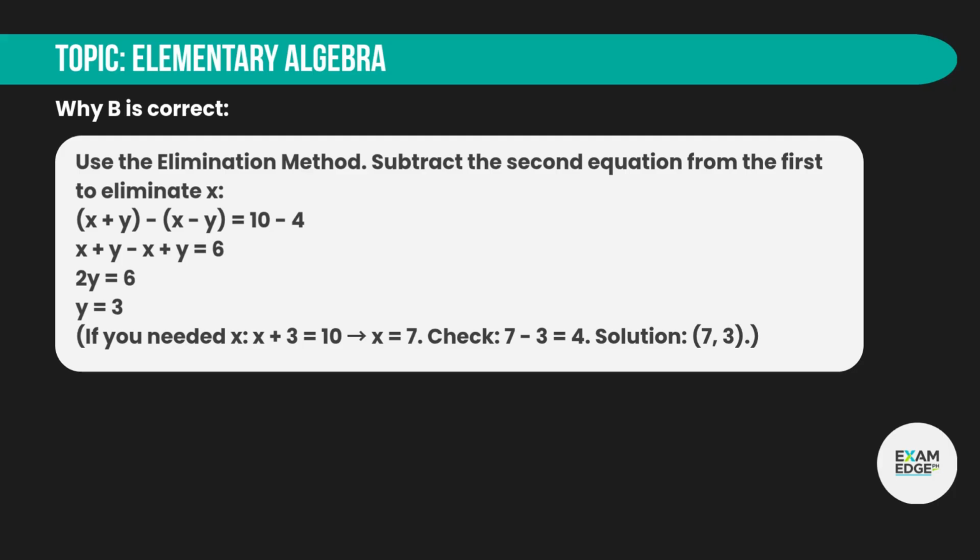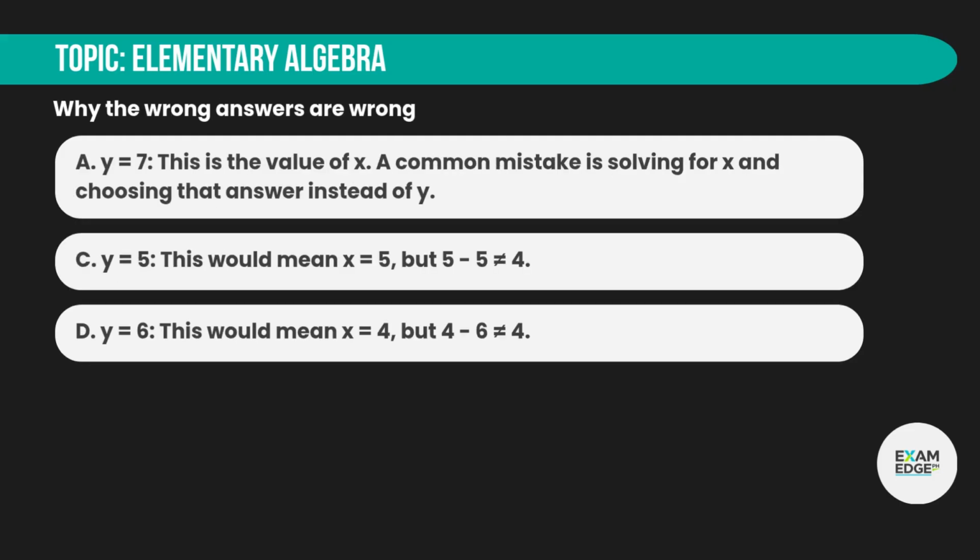If you needed x: x plus 3 equals 10, then x equals 7. Check: 7 minus 3 equals 4. Solution: (7, 3). Why the wrong answers are wrong?